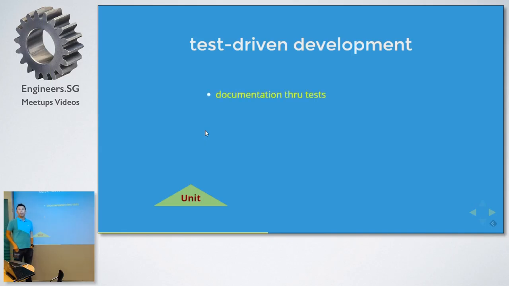A good thing with TDD is that you don't have to write a lot of documentation, because by reading the unit test, you understand how the method works. So it helps with the documentation. And this documentation is always real and always working, because if you write it in a Word document, it will get outdated. But this documentation is tied to the code, so you know that it's actually doing the correct thing.